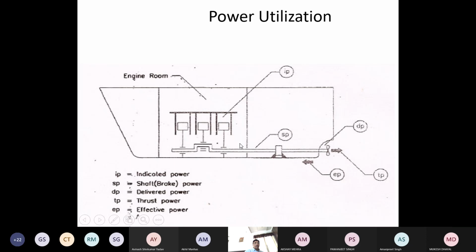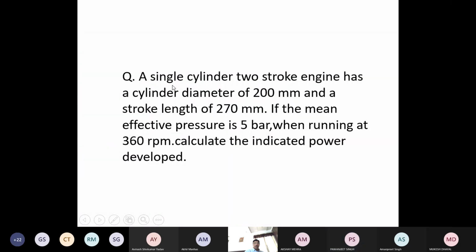All right. So now let us see this one. A single cylinder 2-stroke engine has a cylinder diameter of 200 mm and a stroke length of 270 mm. If the mean effective pressure is 5 bar when running at 360 rpm, calculate the indicated power developed.